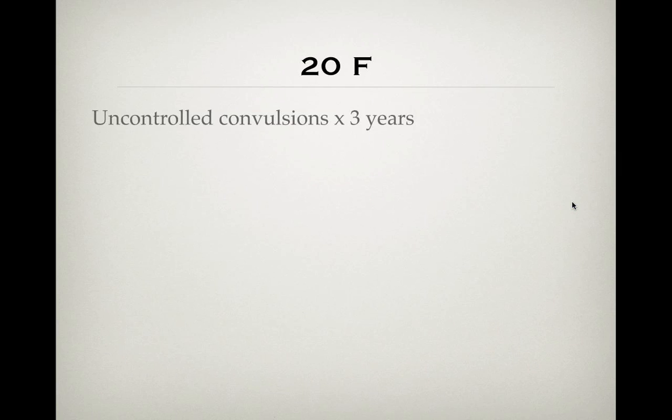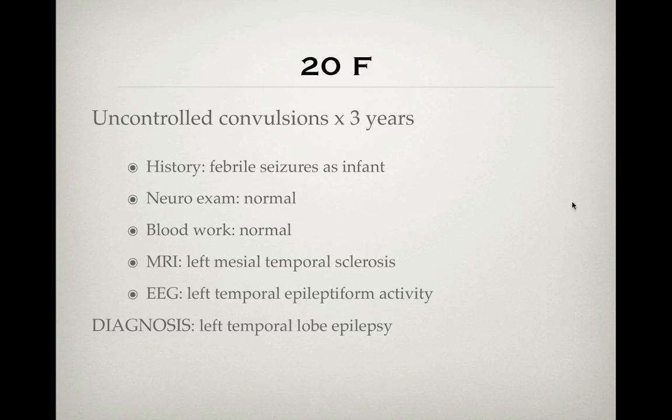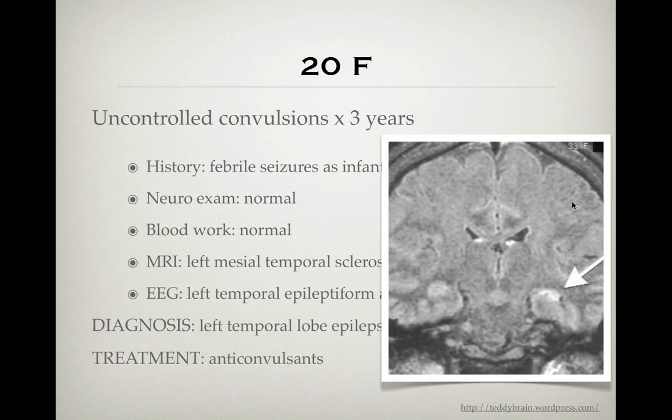So this last case, a 20-year-old female with uncontrolled convulsions for the past several years. She did have seizures as an infant that were always associated with a high fever. Now her exam was normal, blood work was normal. But the MRI showed some scarring in the brain, particularly this condition called mesial temporal sclerosis. And EEG showed these spikes, we call them epileptiform activity, but the spikes are sharp, indicating irritability, and the diagnosis is, in fact, epilepsy in this case, and the treatment is medications.